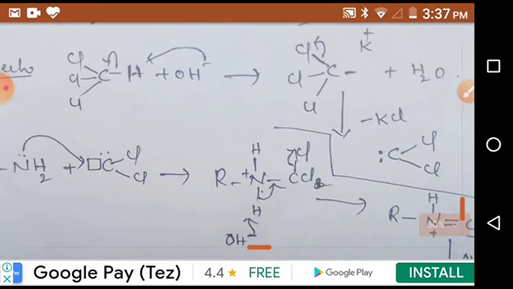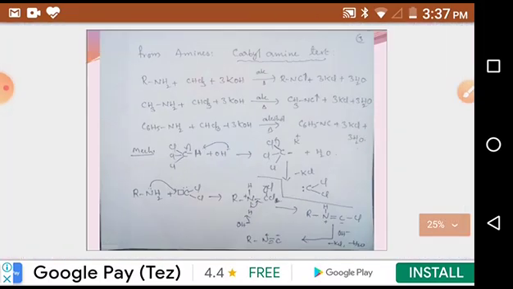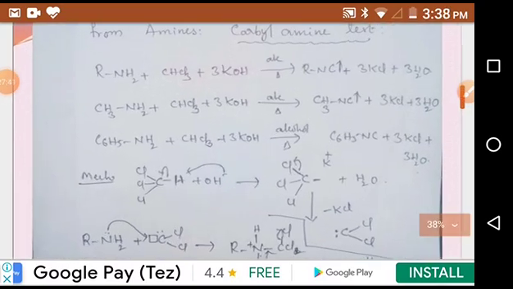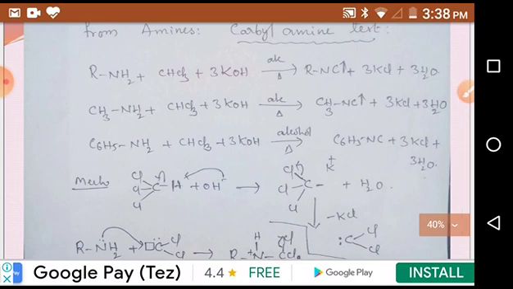So this is the mechanism for the carbylamine reaction. What is the carbylamine reaction? When primary amines react with chloroform and alcoholic KOH on heating, you will get a foul smelling gas, which is known as isocyanides or carbylamines.